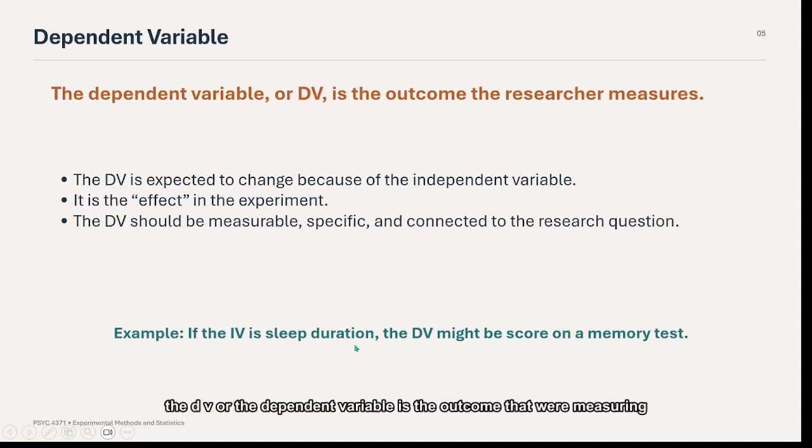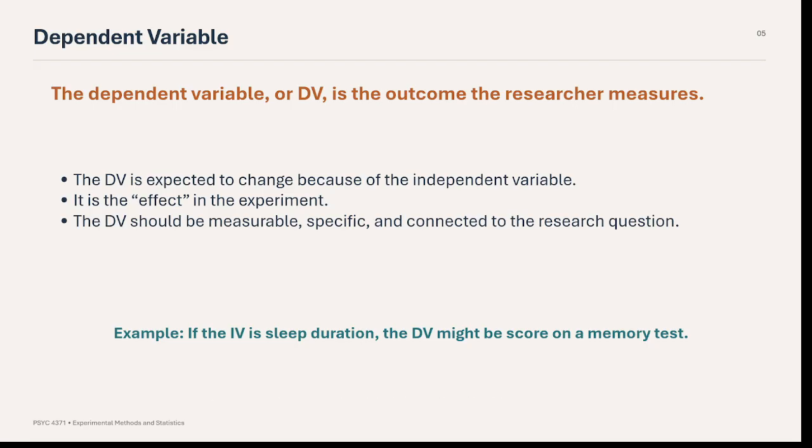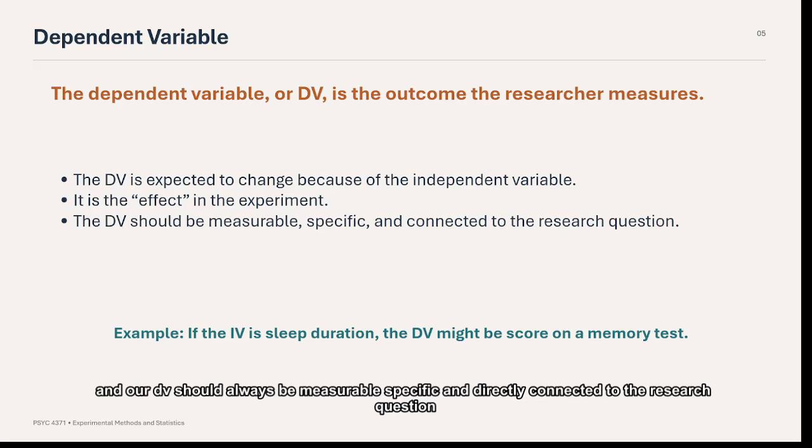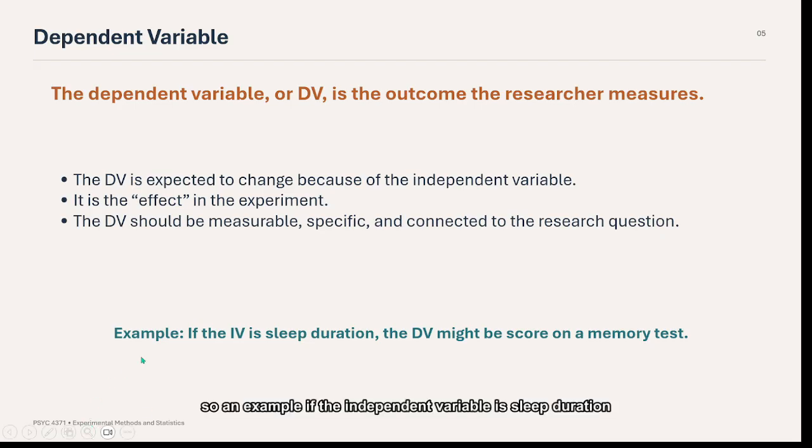The DV, or the dependent variable, is the outcome that we're measuring. It's expected to change because of the independent variable. And so in other words, this is the effect of the experiment. And our DV should always be measurable, specific, and directly connected to the research question. So, an example: if the independent variable is sleep duration, the DV might be the score on a memory test.